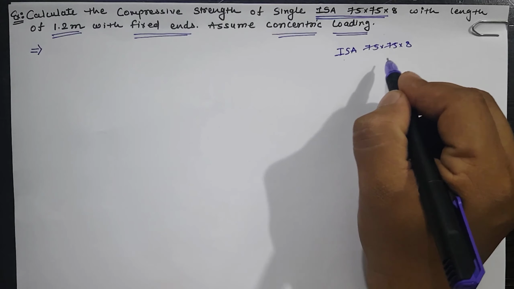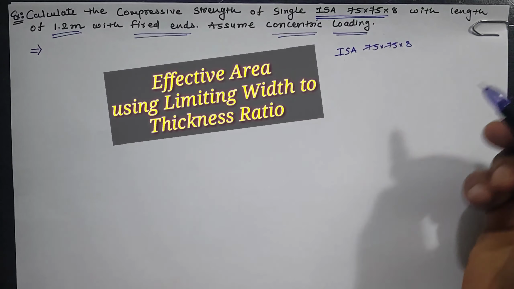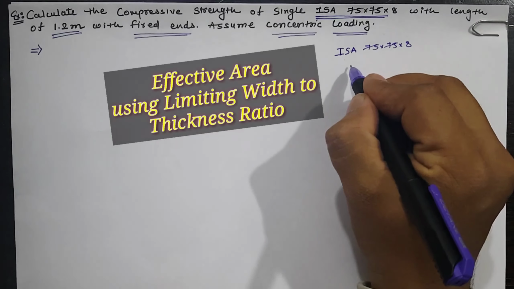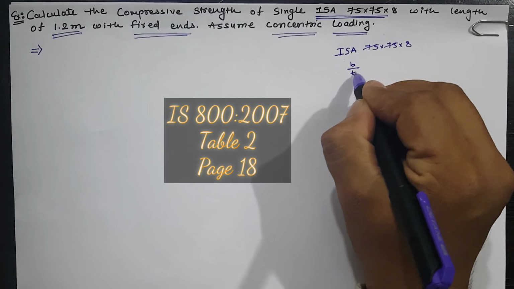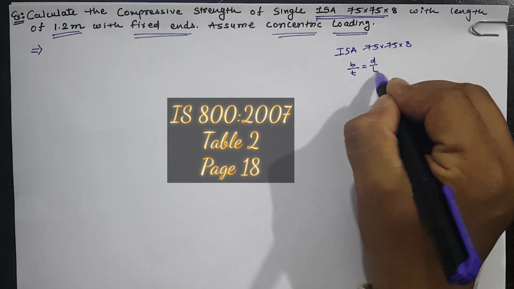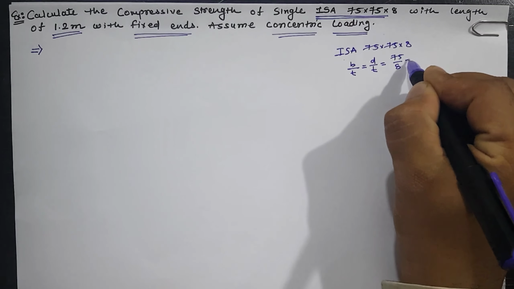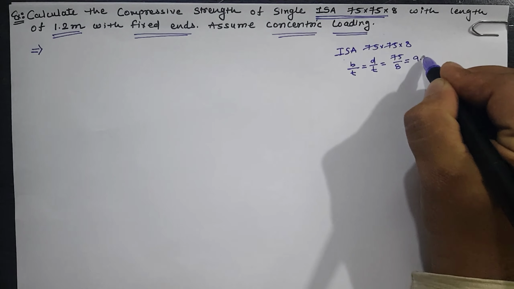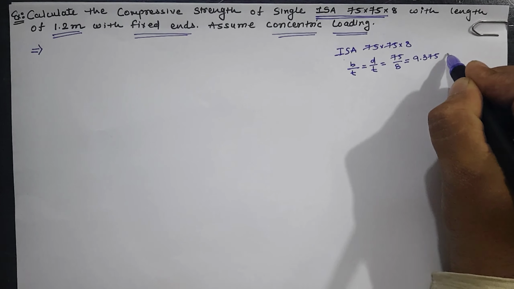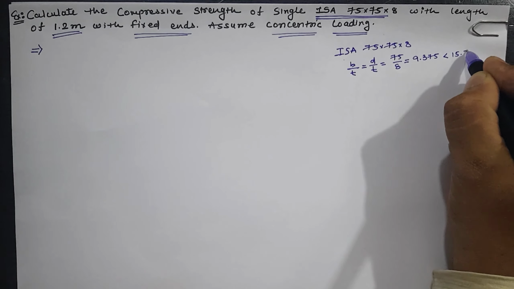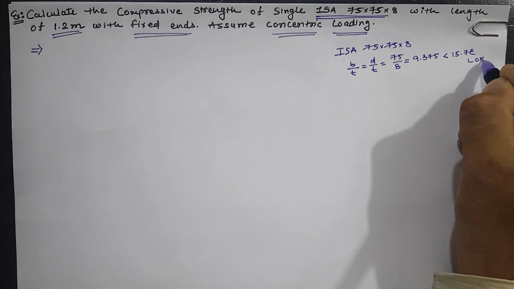We have to find the classification of this angle section according to table number 2. So the first criterion is B by T as well as D by T, as B and D both are 75. So 75 by 8, which is equal to 9.375. It is less than 15.7 epsilon. It means it is okay.